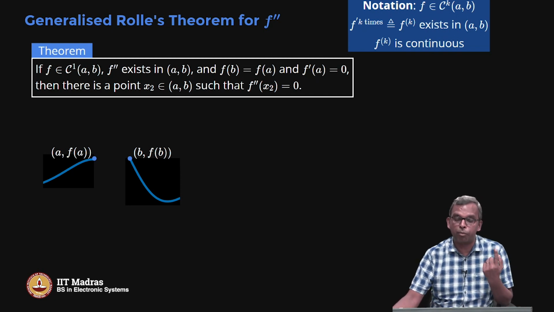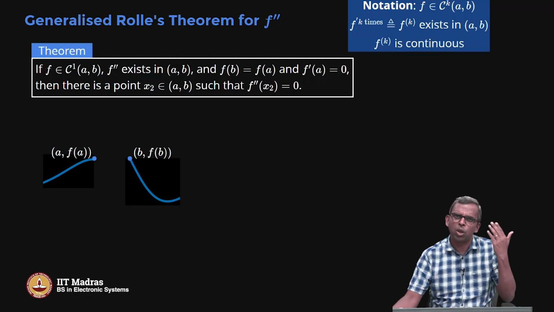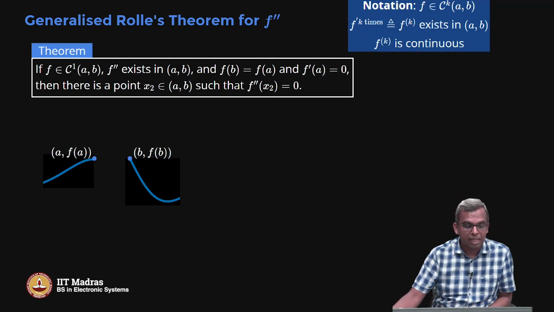In Rolle's theorem for f prime, we only use f of b equals f of a. We don't have this guy. This f prime of a is 0 is a new condition I have in this case. Why? Because I want to go to f double prime. So notice the conditions here.